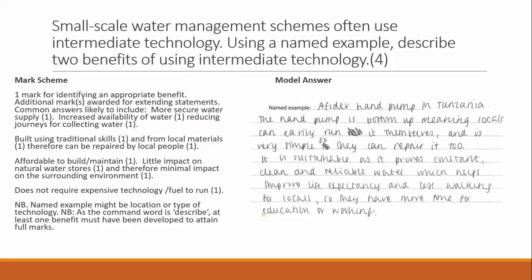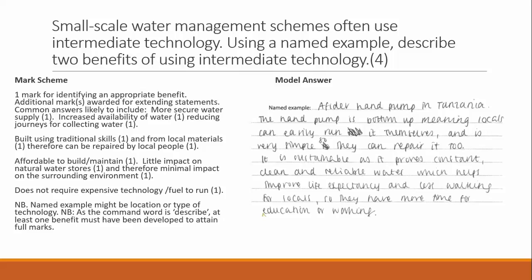Next part. Small-scale water management schemes often use intermediate technology. Use a named example, describe 2 benefits of using intermediate technology. Lots of different ideas, to be honest. I heard about pumpkin tanks, AfriDev hand pumps, life straws, various different concepts we used to actually develop this. The critical thing was coming up with 2 benefits and then developing them.